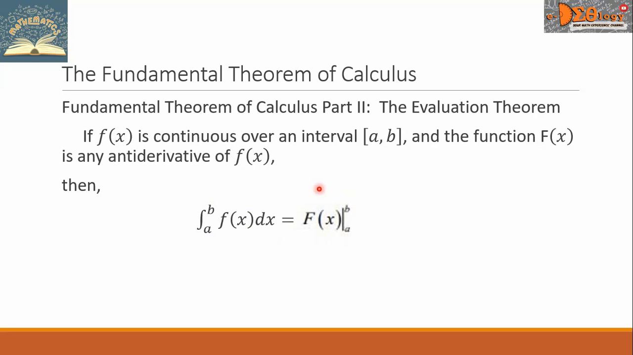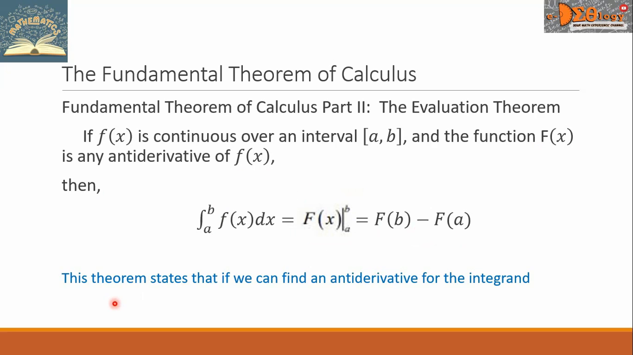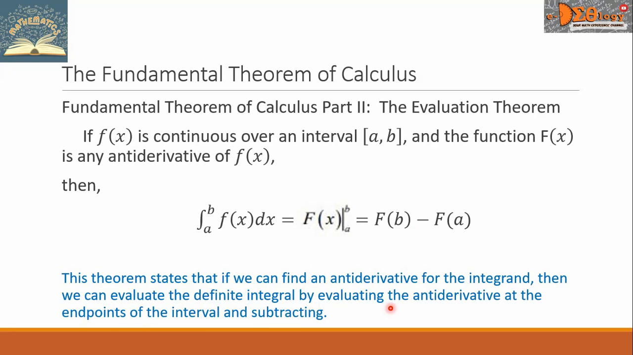This is the notation that is commonly used in some calculus books, and we can still evaluate this into F(b) minus F(a). This theorem states that if we can find an antiderivative for the integrand, then we can evaluate the definite integral by evaluating the antiderivative at the endpoints of the interval and subtracting.